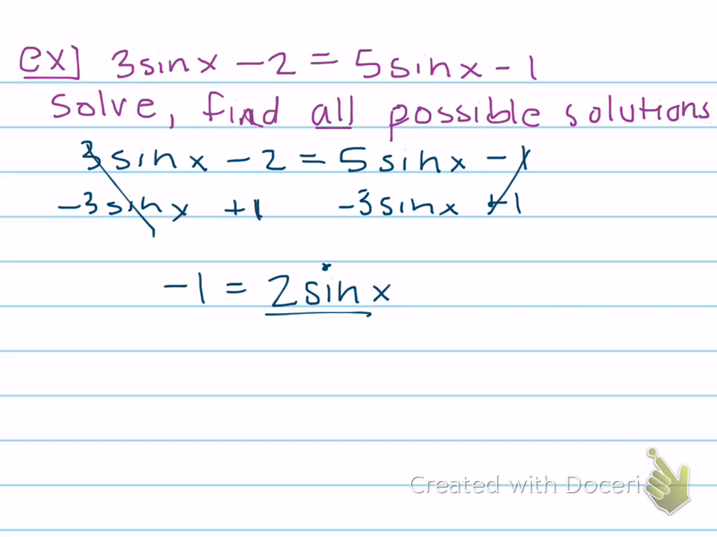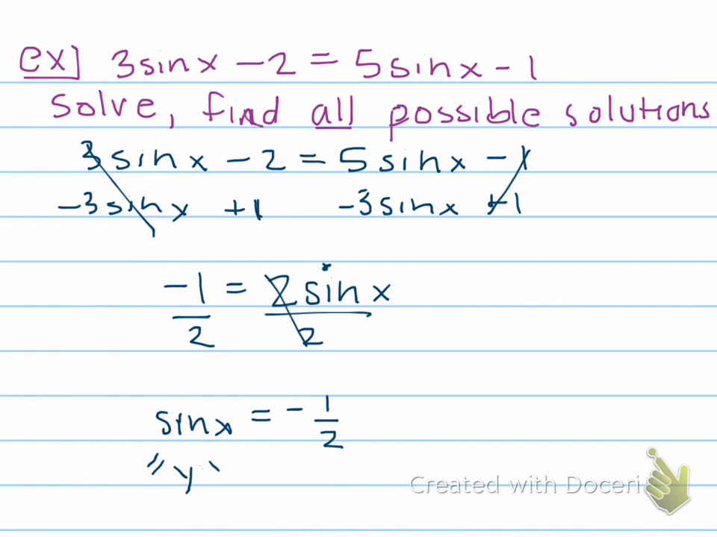Then to get sine by itself, I would divide both sides by 2. So sine of x is equal to negative 1/2. And now this is where the inverse concept comes into play. I need to figure out what is my value for x such that I would get an answer of negative 1/2. So first thing we need to recall is that sine represents y.